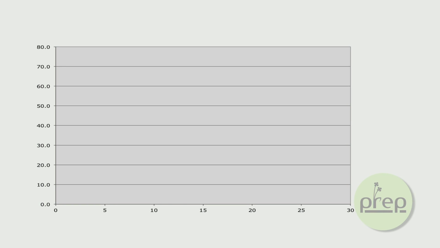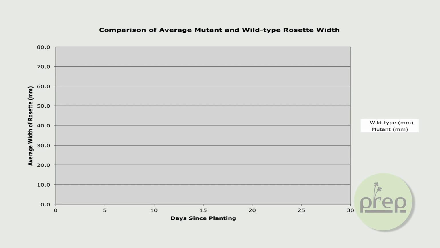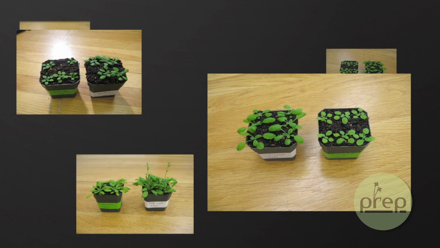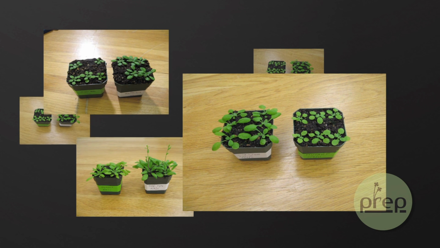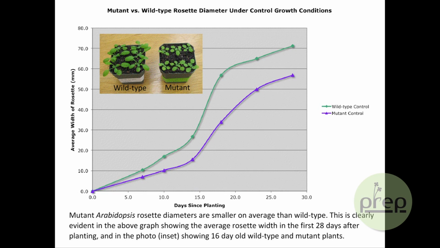Make sure you've clearly labeled everything: the units of your data, X and Y axes of graphs, and the title of your graph. Photos are best for presenting qualitative data such as color or shape, but if there's a clear difference in size, a photo can really help drive that point home.